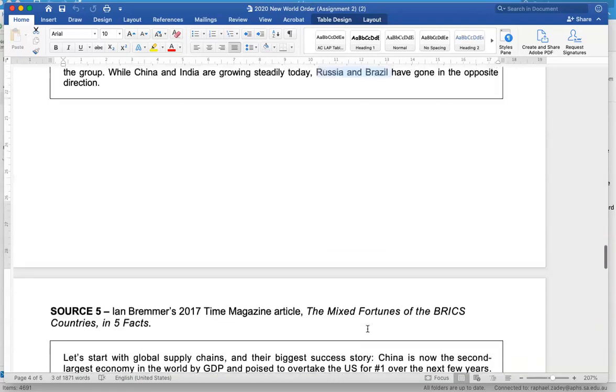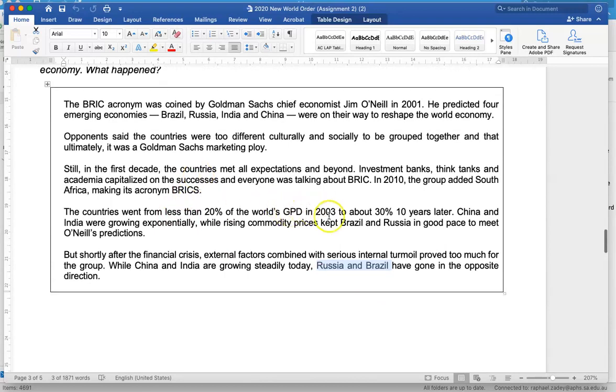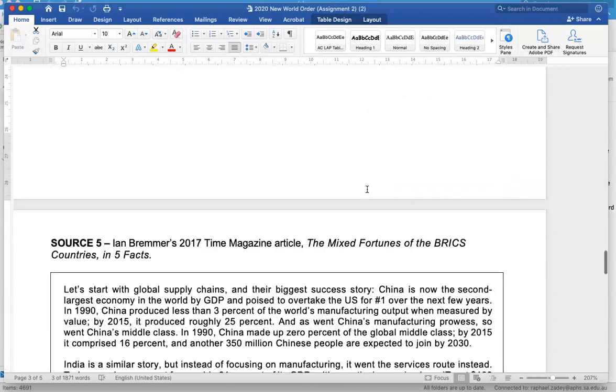identify who the BRICS nations are. You can quite see that clearly here. China, India, Brazil, and Russia. And then South Africa in 2010.